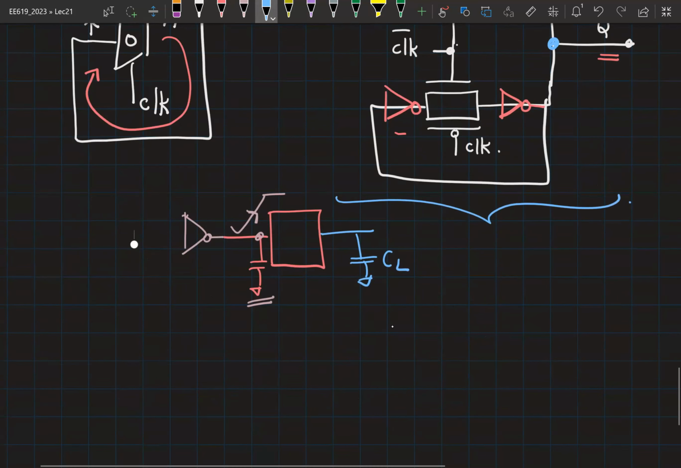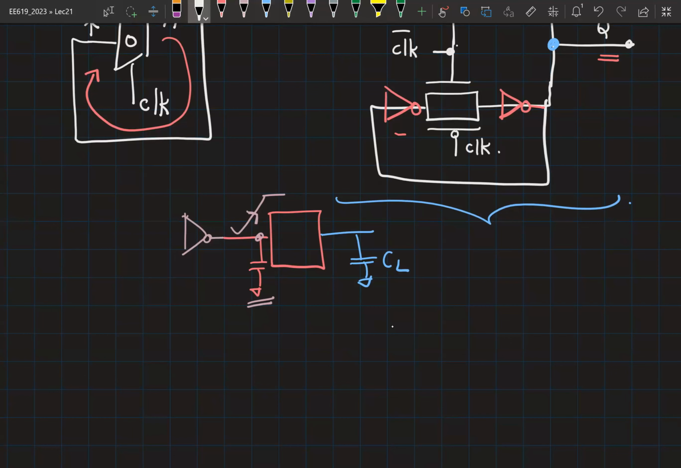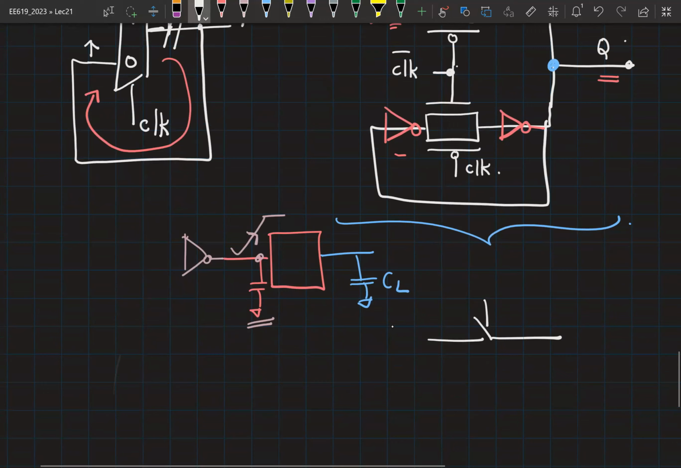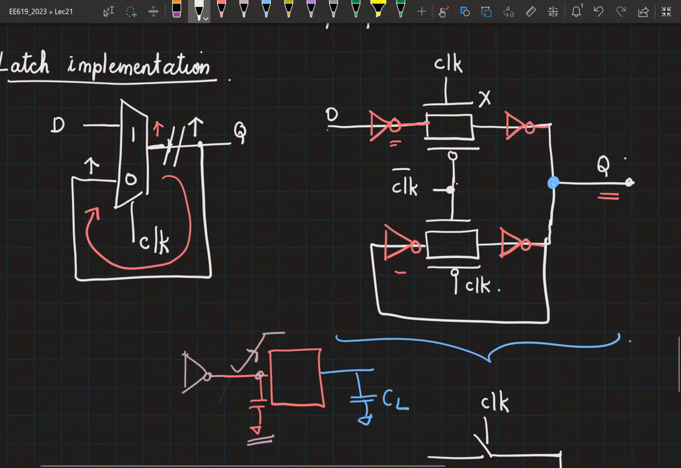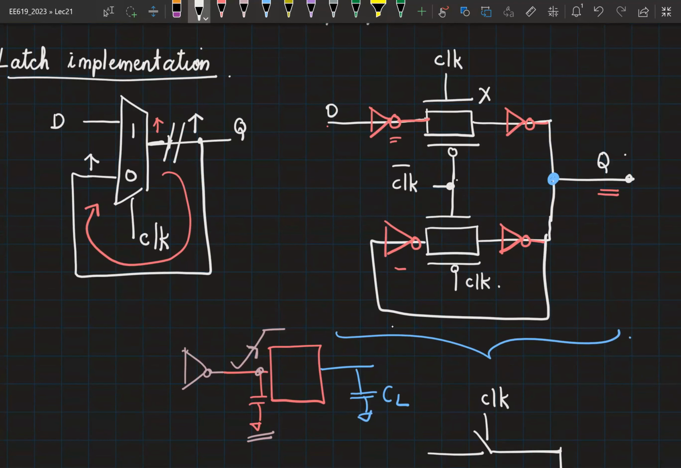So the earlier scenario, let me simply show the transmission gate as a switch now. So you had clock here and clock bar here. So earlier you had either the clock path on or the clock bar path on. So there was no conflict. You had a single driver driving this node. Right now, because I have added two inverters like this, it is possible that you can have a conflict.